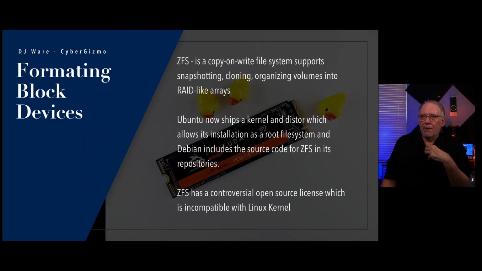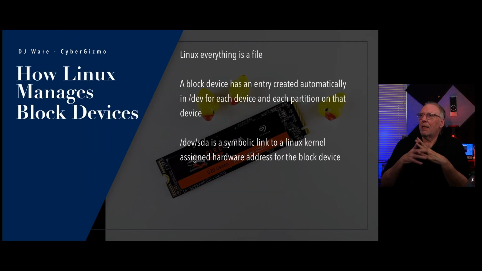You also have ZFS, and that is a copy-on-write file system that supports snapshotting and cloning. You can organize volumes into RAID-like arrays. Ubuntu now ships a kernel and a distro which allows the installation of a ZFS pool on your root file system. Debian includes the source code for ZFS, even though ZFS has somewhat of a controversial open source license, which is incompatible with the Linux kernel.